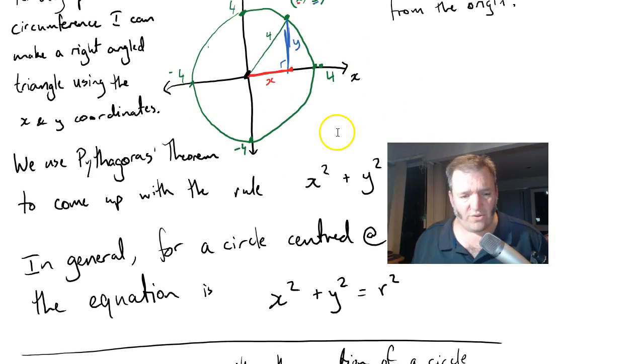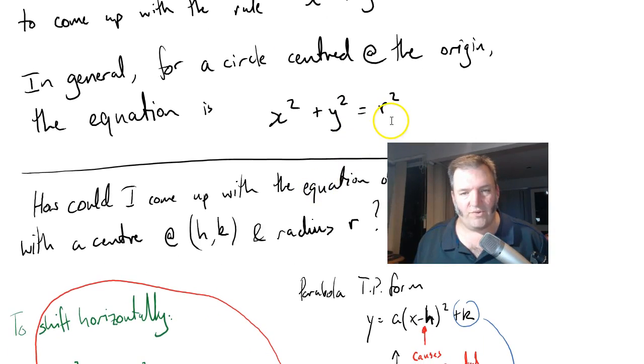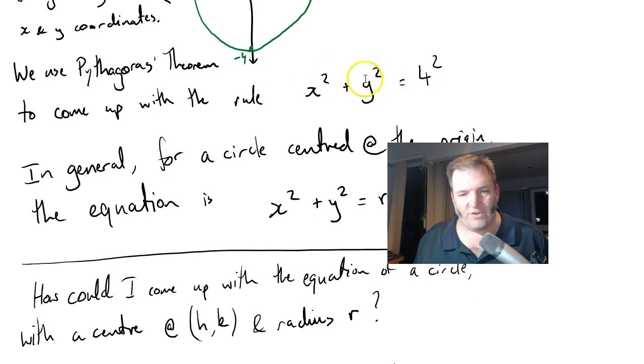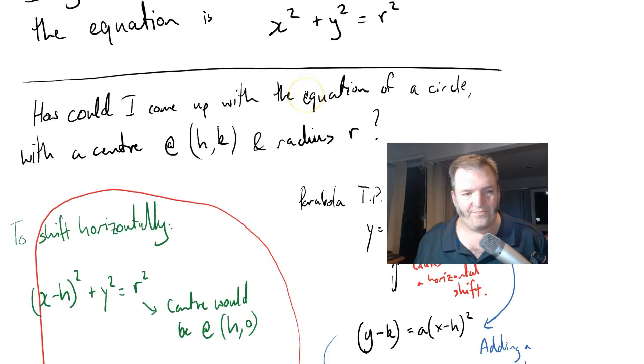So we talked through that there, and for that one it would be x squared plus y squared equals 4 squared, or just 16. And that's how we built up the general equation, just using Pythagoras' theorem, and realizing that any point that was 4 units away would just follow Pythagoras' theorem.